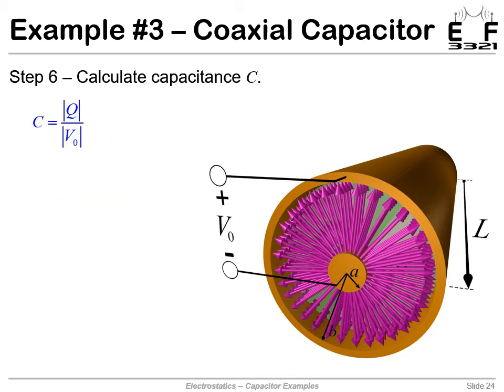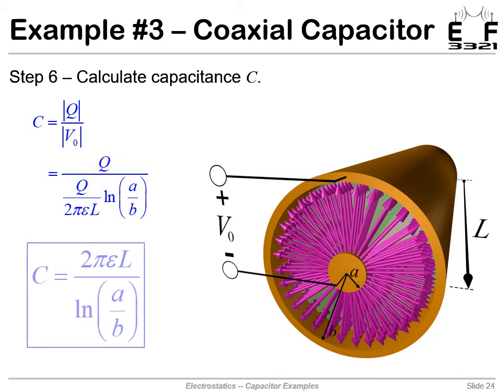Now we're ready to calculate capacitance. We started with an assumed charge. We went through a bunch of stuff and got the voltage between the plates. And now we can divide the two to get capacitance. So we have our assumed charge, we have the voltage between the plates that we derived, and we see that the Q's cancel. That's very good. And we end up here.